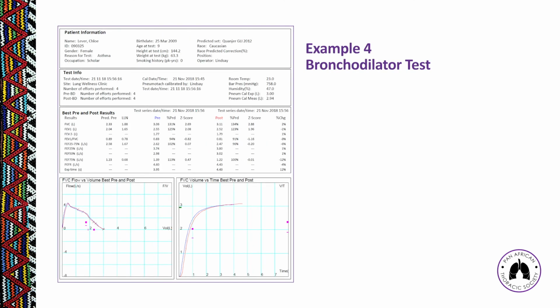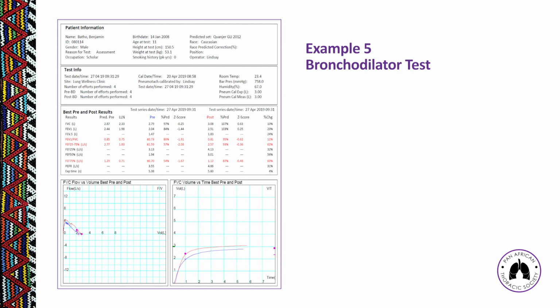In example 4, both curves are absolutely perfect from start to finish, so that's your best pre and your best post. The FEV1 pre is 2.55, Z-score 2.08, and post 2.52 and a Z-score of 1.96. So you actually have no change, a slight negative change, minus 1% on the FEV1. There's absolutely no change before and after the bronchodilator. This is a negative bronchodilator responsiveness test.